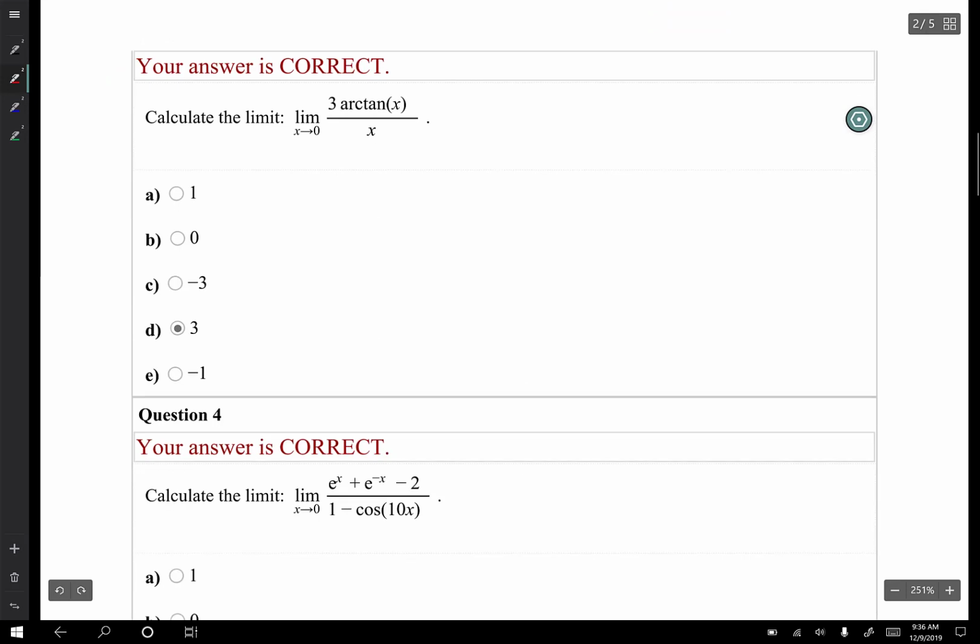If I plug in a 0, arctan of 0 is 0. And then if I plug in a 0 for x, well, that's still 0. So I'm going to be taking a derivative, guys. So limit as x approaches 0. The derivative of arctan is, let's see, 3 times 1 over 1 plus x squared times 1, all over the derivative of x, which is 1. So now I can plug in a 0. If I plug in a 0 for x squared, you get 1 over 1 times 3. So you get just 3.